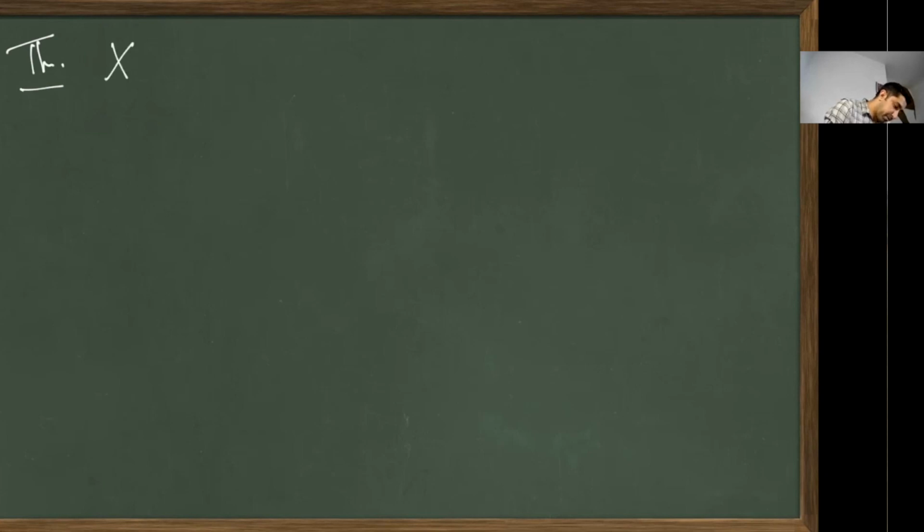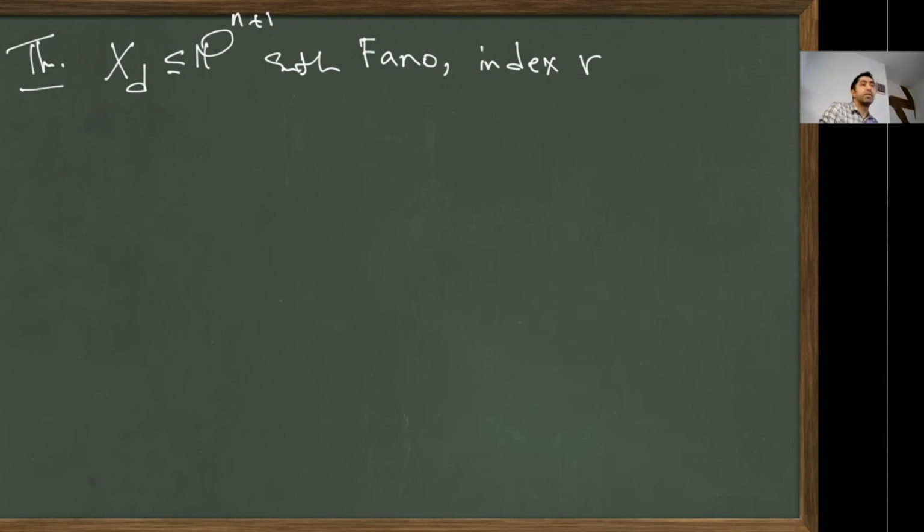And the final theorem I would like to write, but not prove. So you take a hypersurface in P^(n+1), smooth Fano, and index R. I didn't really define index, but if you like, this is what index is here, n plus 2 minus d. As a matter of fact, simply write the largest number by which minus K is divisible. It's going to be your index.